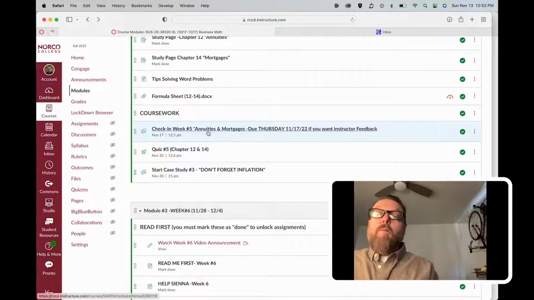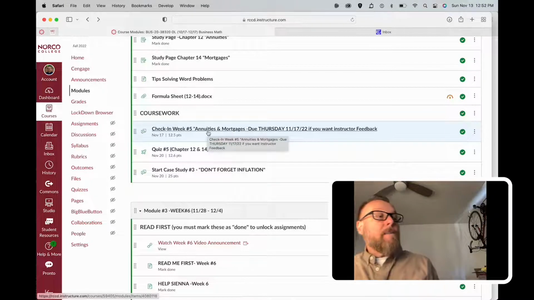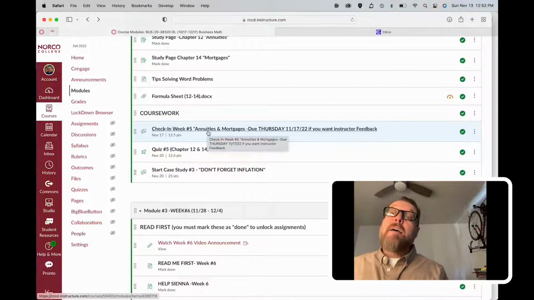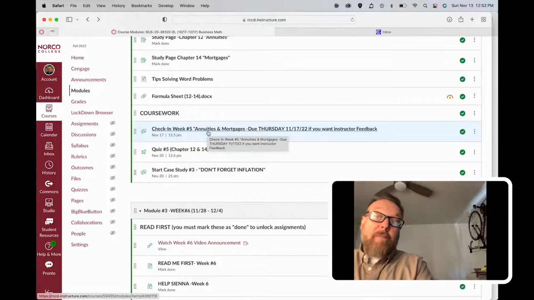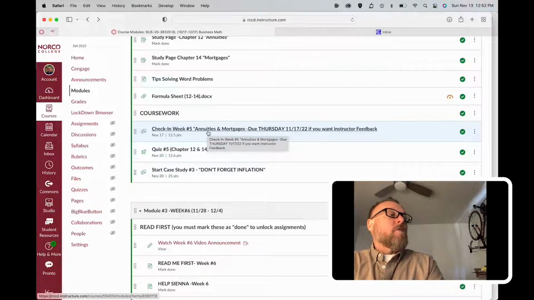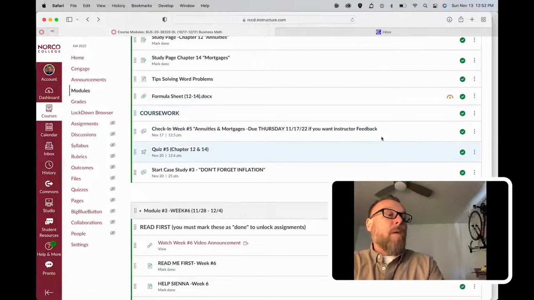So then your actual work, as always, is your check-in assignment. So you're going to be helping Sienna decide on some annuity questions as well as some mortgages. She's looking at buying some property. She's looking at expanding her business. I think Michael's looking at buying a home. So you're going to help them solve some problems.